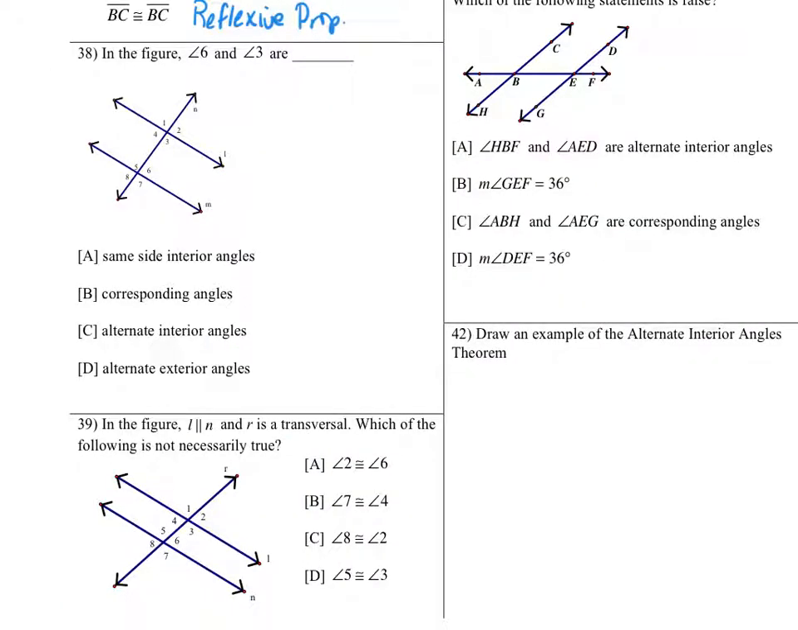Alright, our next group of problems will all be about parallel lines and the types of angles formed, but also just angle-pair relationships. In number 38, in this figure, angle 6, which is right here, and angle 3, which is right here, are referred to as same-side interior angles. They're on the same side of the transversal, and they're in between the two lines. That's what makes them interior angles. So same-side interior angles is what we have.